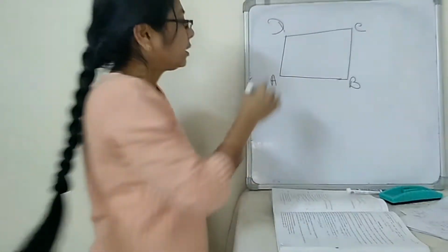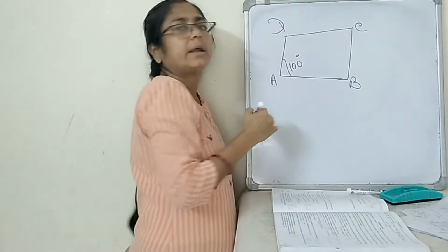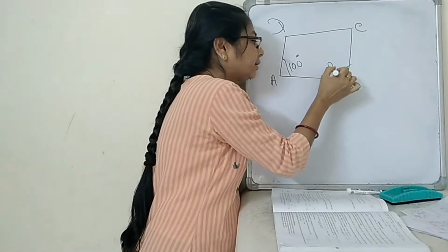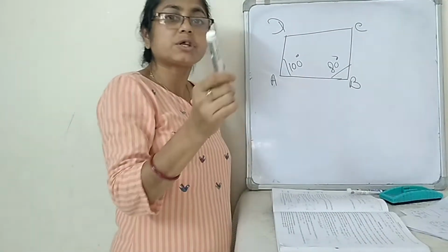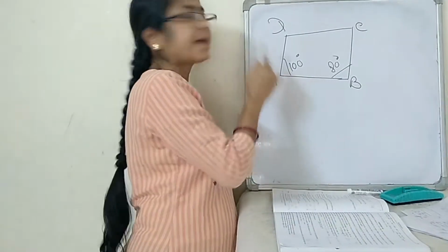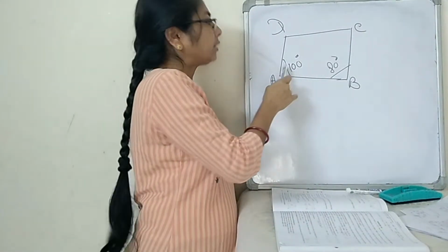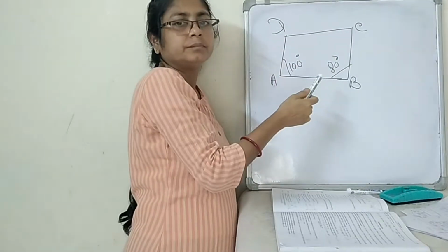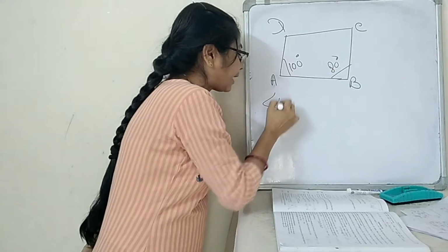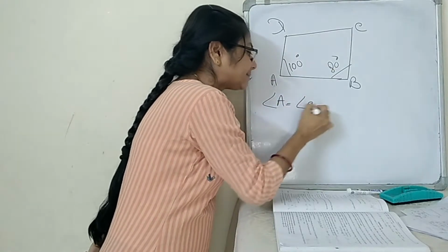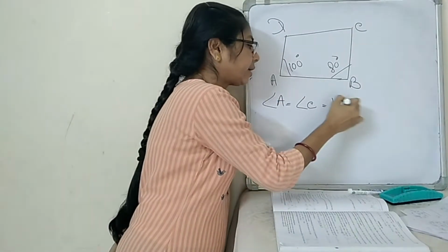Someone asks me, if the value of angle A is 100 and the value of angle B is 80, then what happens? You tell. Who questioned me? You tell. What is the value of angle A? It is 100 degrees. And tell me, what is the opposite of angle A? It is angle C. Just a simple thing. You write angle A equals angle C. What's the value? It is 100 degrees. So you write 100 degrees.